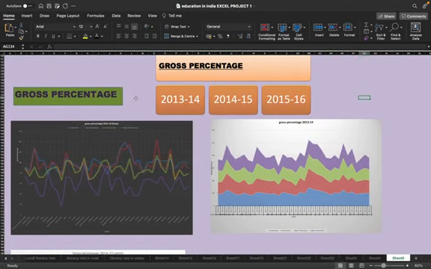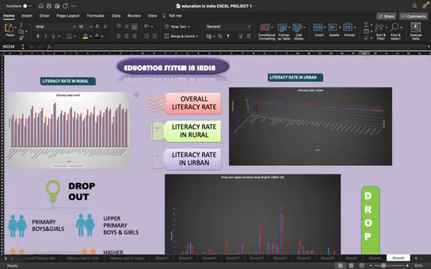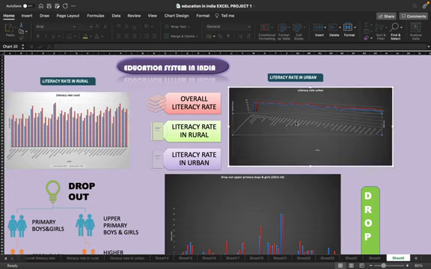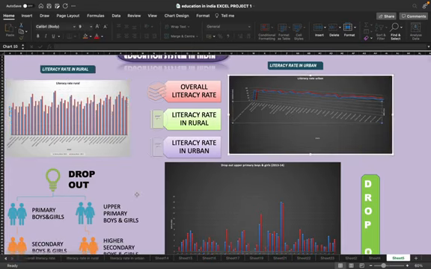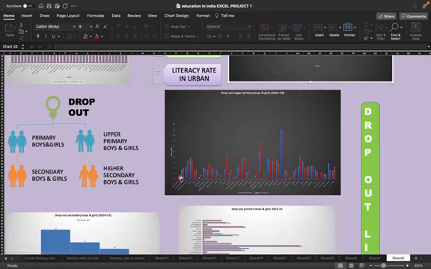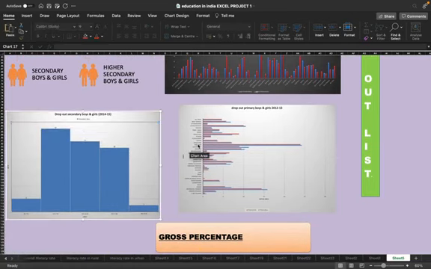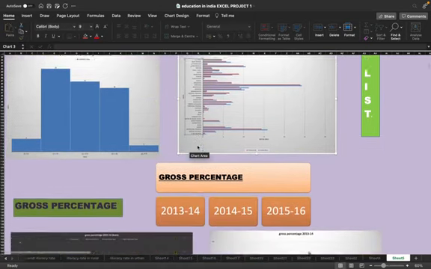This is a dashboard for the education system in India. It has a pivot chart for literacy rate rural, urban, and dropout upper primary boys girls, dropout secondary boys girls, dropout primary boys and girls.